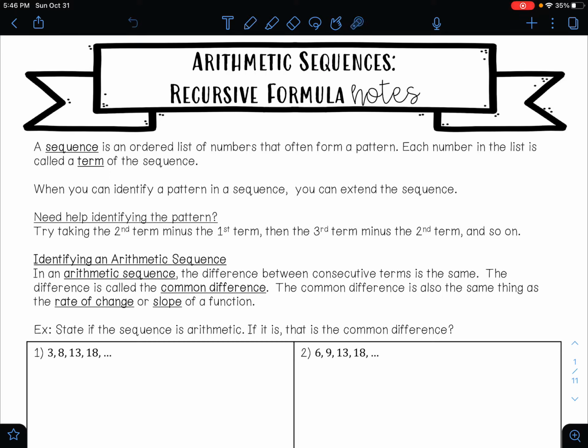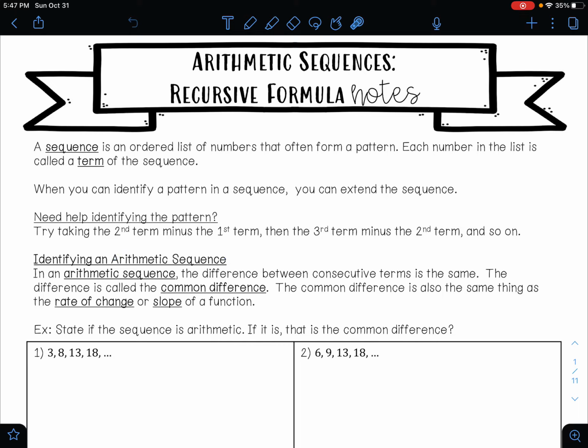So, a sequence is an ordered list of numbers that often form a pattern. Each number in the list is called a term of the sequence. When you can identify a pattern in a sequence, you can extend the sequence. Need help identifying the pattern? Try taking the second term minus the first term, and then the third term minus the second term, and so on. If the pattern is the same every time, if you're always adding the same number or subtracting the same number, then that is an arithmetic sequence.